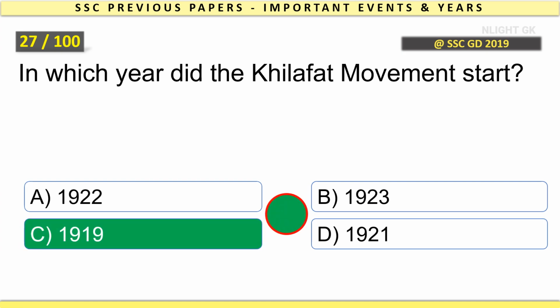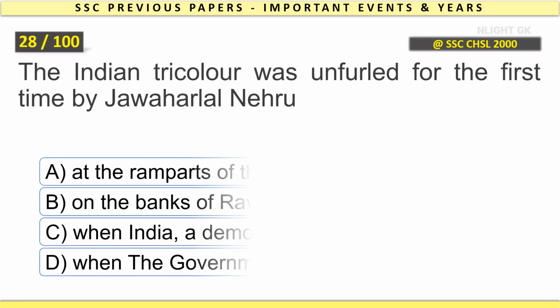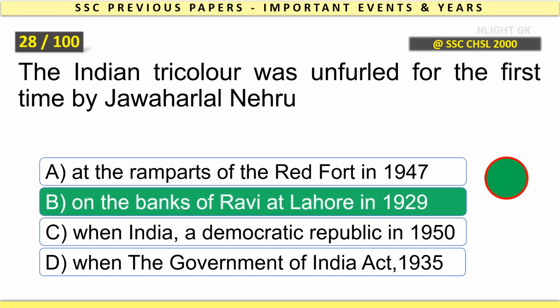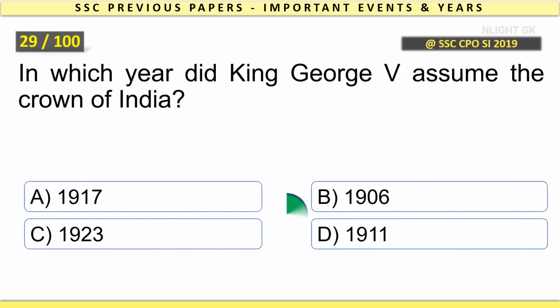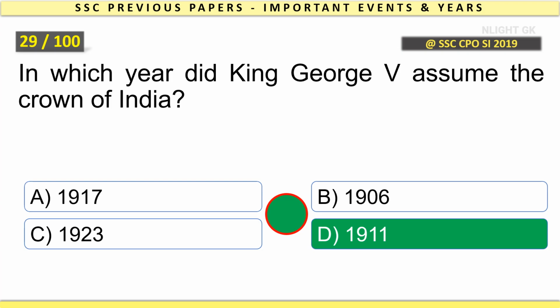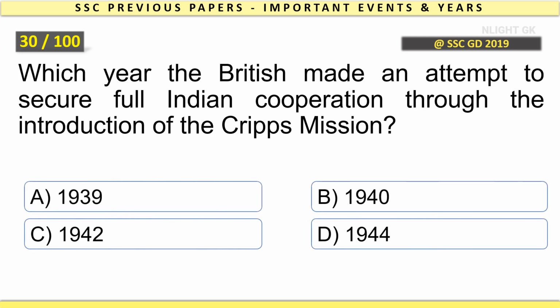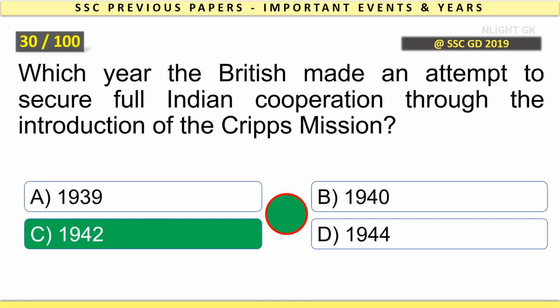In which year did the Khilafat movement start? In 1919. The Indian tricolor was unfurled for the first time by Jawaharlal Nehru on the banks of Ravi at Lahore in 1929. In which year did King George V assume the crown of India? In 1911. Which year the British made an attempt to secure full Indian cooperation through the introduction of the Cripps Mission? In 1942.